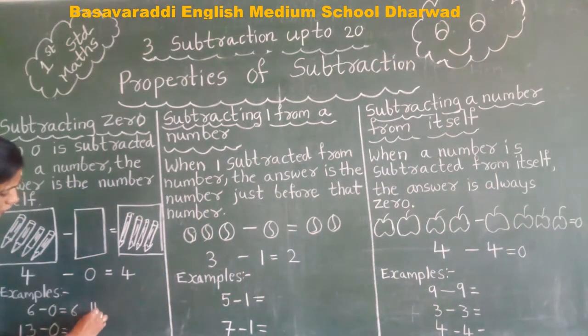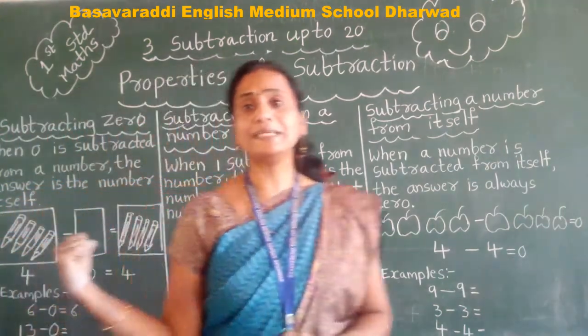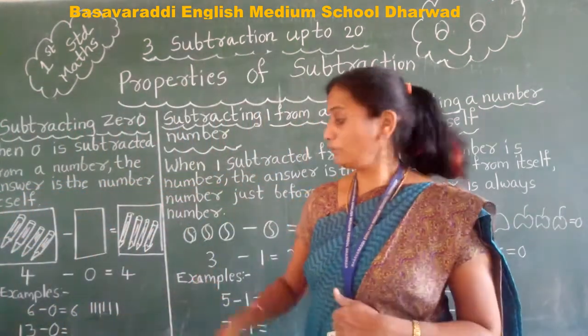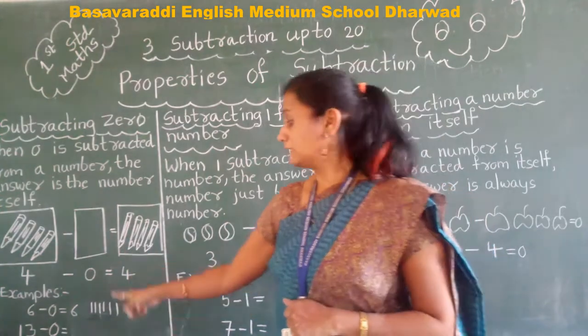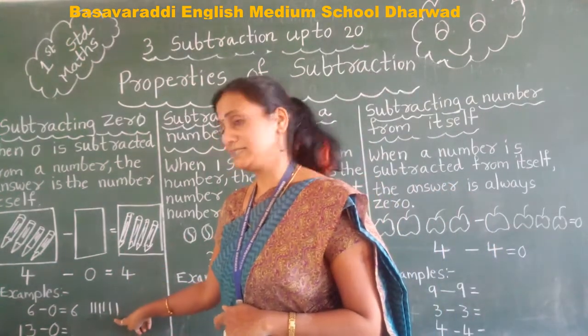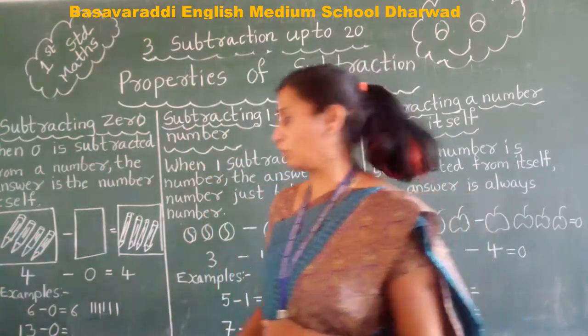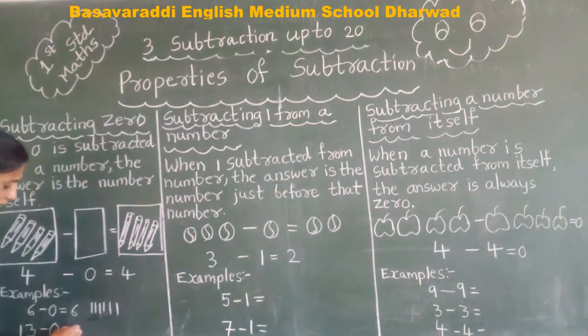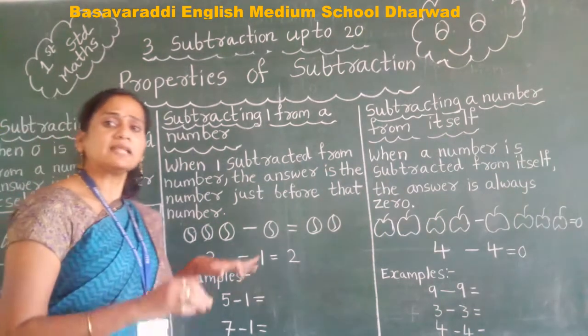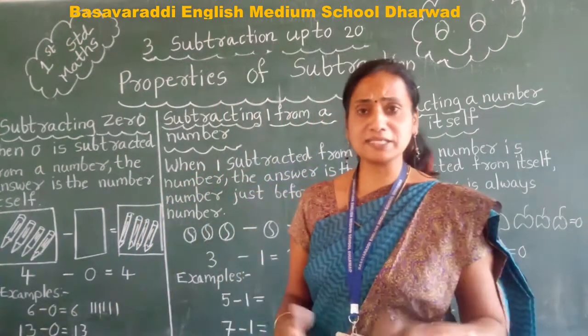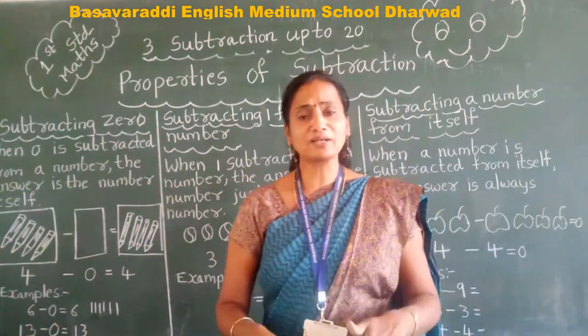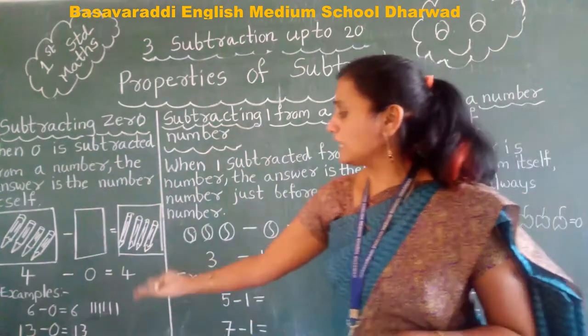See, 1, 2, 3, 4, 5, 6. Are you crossing out anything? Here they told us 0. 0 means no value, so we are not crossing out anything. Then what will it become? Itself. The number is itself, so 6. 13 minus 0 means nothing you are subtracting. The answer should be the number itself, 13 only.